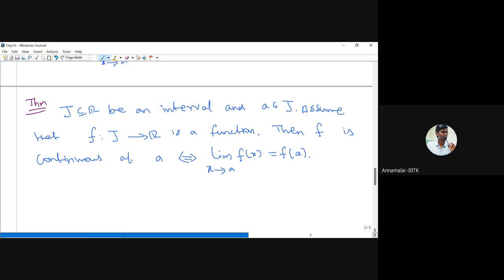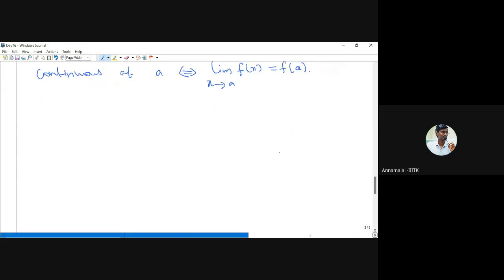Now the algebra of limits. We have two functions f and g. Both have limits existing at a point a, then the sum's limit also exists. That is the algebra theorem. So, algebra of limits, algebra of finite limits.